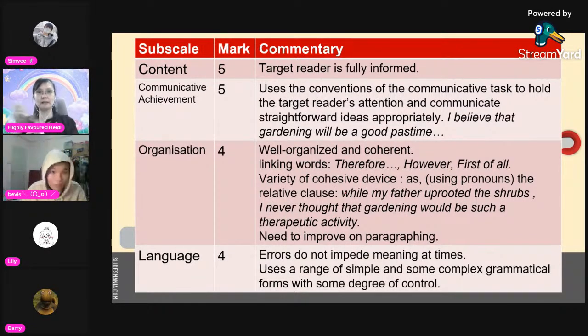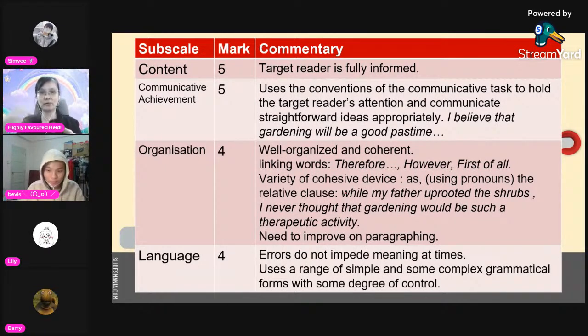verb agreement, there are still mistakes, and the past tense is not applied, even though it's not noticeable, not very glaring. If it's noticeable, it will go down to 3 already. This one is a little bit here and there. It is considered acceptable, but does not impede the meaning. So it is 4. I hope you all can see how essays are marked.